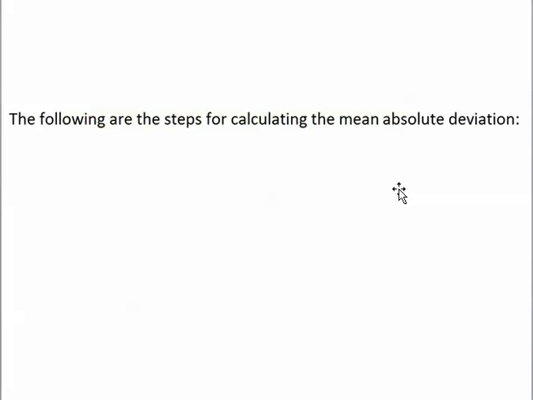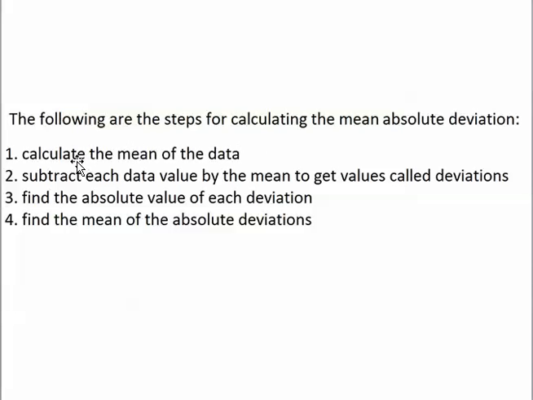First, let's go through the steps for calculating the mean absolute deviation. First, you have to calculate the mean of the data. You add the data values and divide the total by the number of data values. Then you subtract the mean from each data value to get values called deviations. Each deviation measures how far that data value is from the mean. Then you find the absolute value of each deviation.